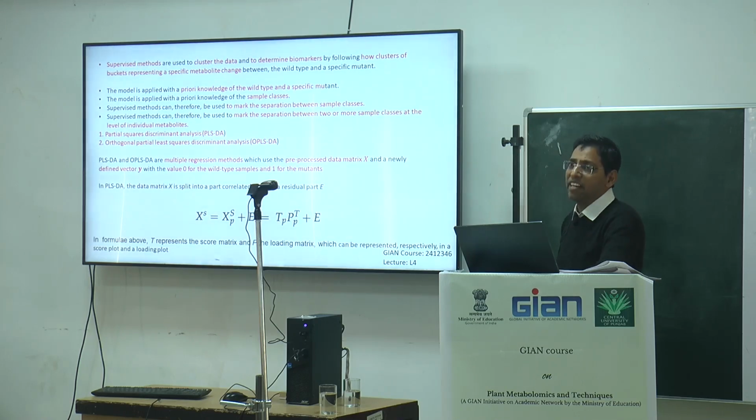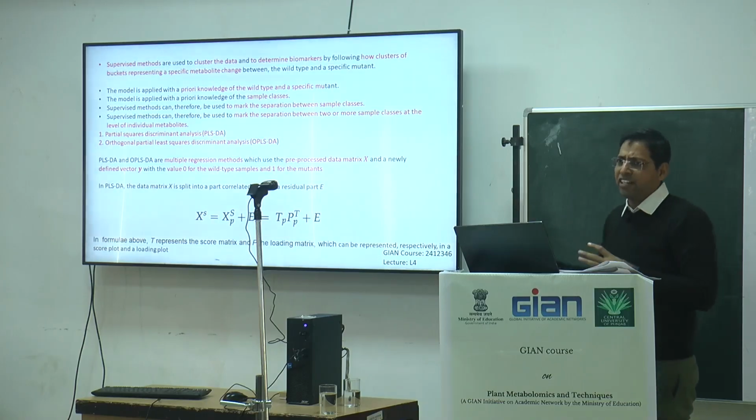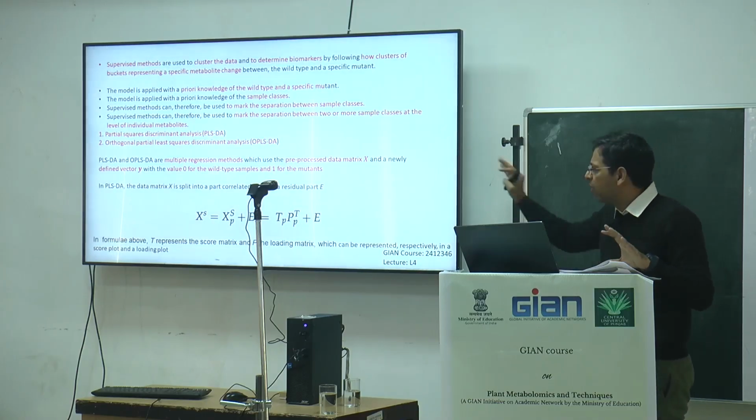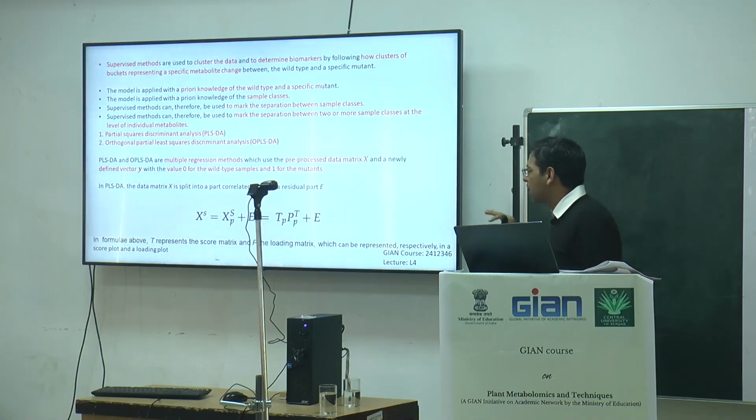Now it can be carried out by two different methods. First is PLSDA and second is OPLSDA. PLSDA is partial least squares discriminant analysis and OPLSDA is orthogonal partial least squares discriminant analysis. It is very easy to understand, actually, so don't go ahead with extra understanding.